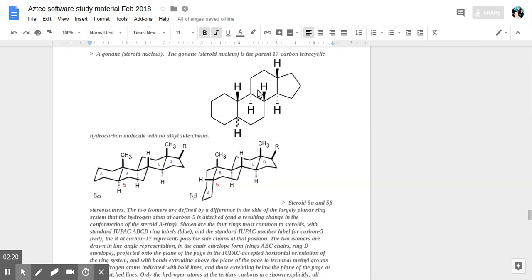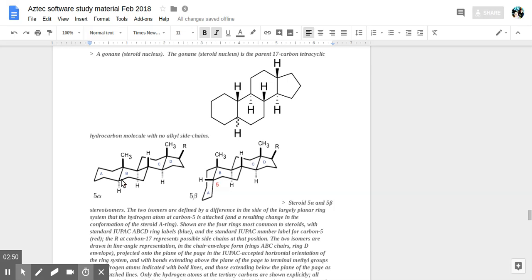Or wait, that's this one. And then these ones, steroid 5-alpha and 5-beta stereoisomers. The two isomers are defined by a difference in the side of the large planar ring system that the hydrogen atom at carbon 5 is attached, and a resulting change in the conformation of the steroid A ring.